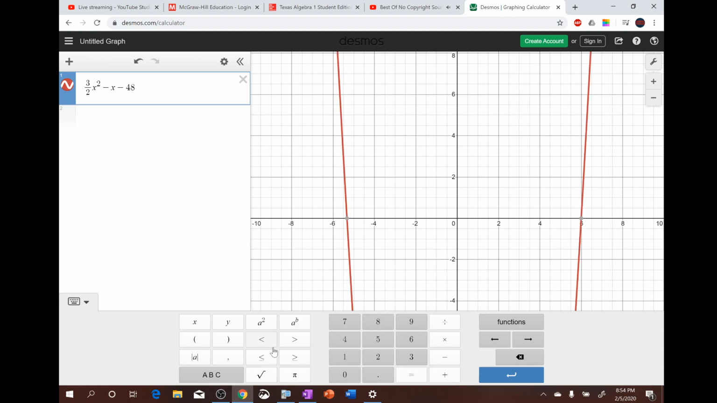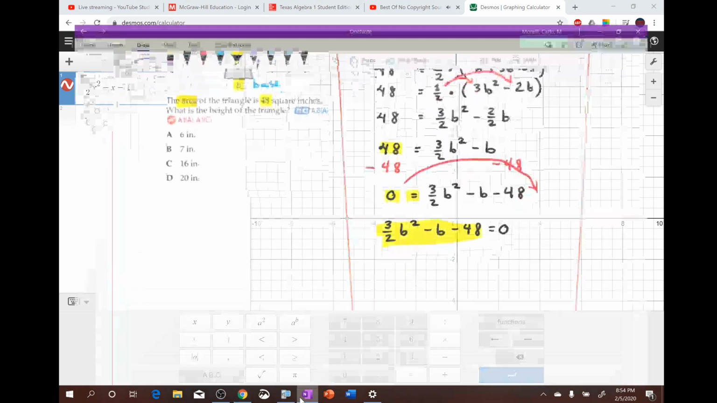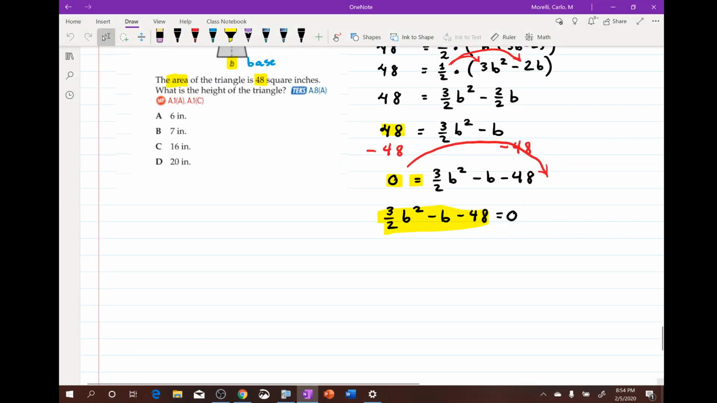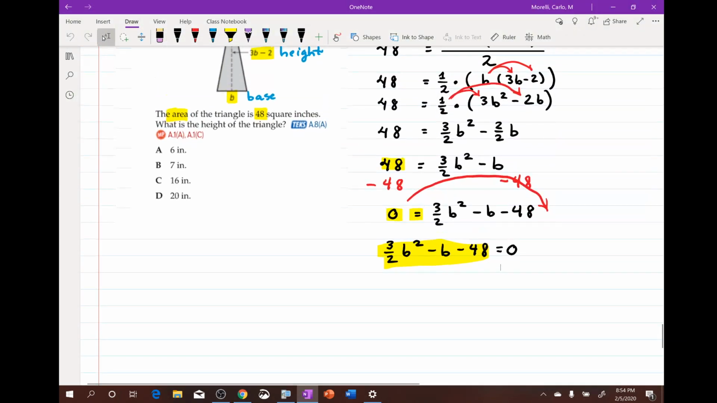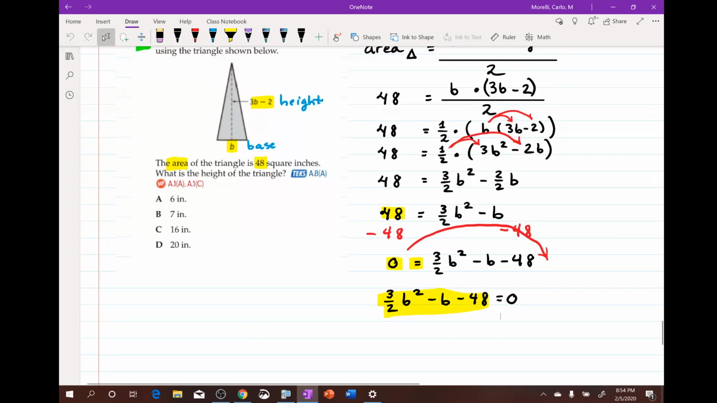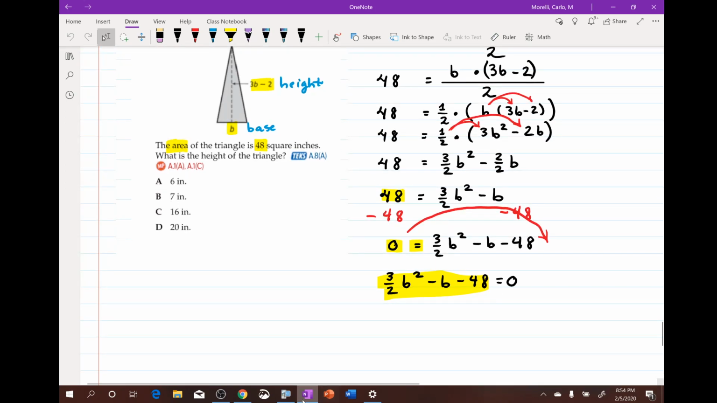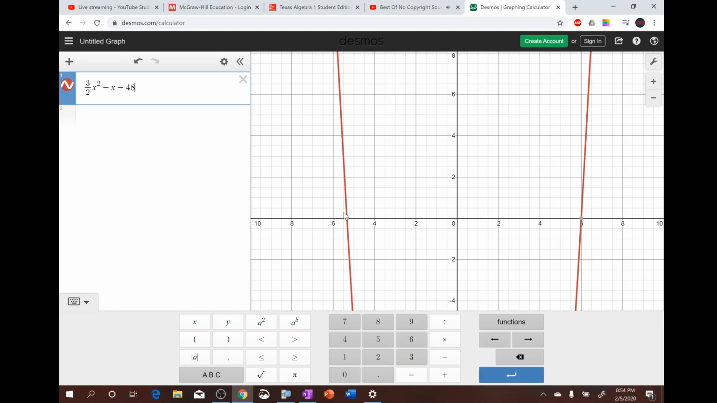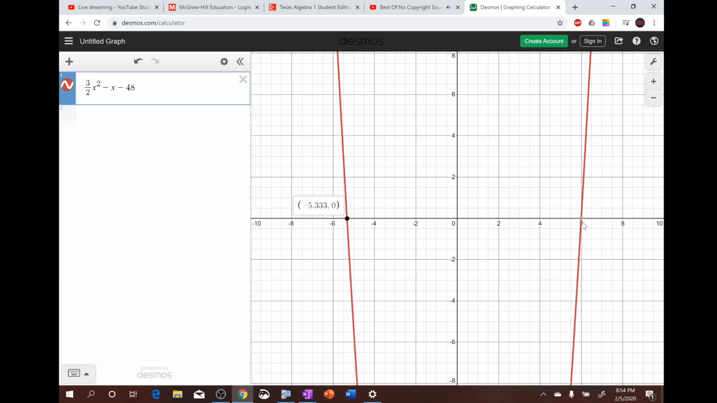All right, now what does it want to know? What is the height of the triangle? Okay, so what I think it wants us to do is solve for b, get both values of b, and then plug it in for the height. So we need to get our solutions. Our solutions are negative 5 1/3 and 6.